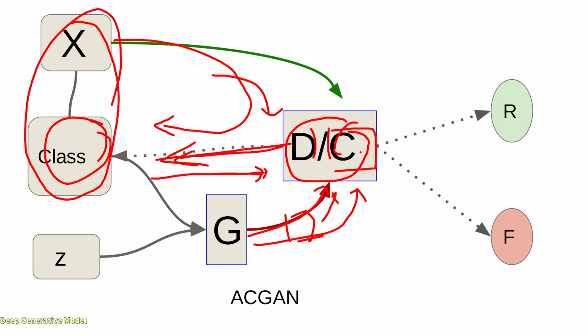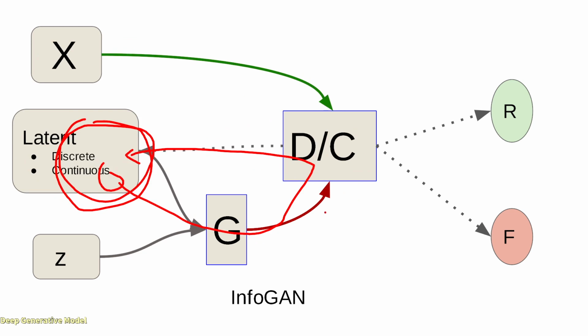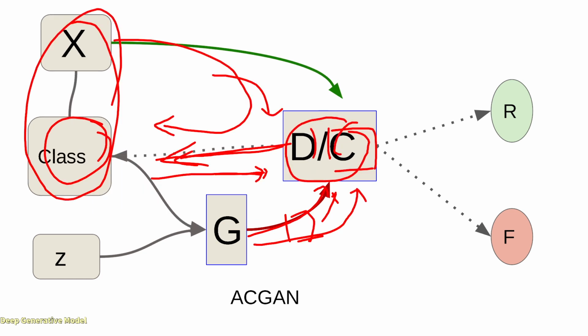So unlike the case of InfoGAN, the classifier doesn't have a dual personality. One is cooperating with the generator, and the other is against it. In this case, it is only against the generator, because the classifier doesn't even take an input from the generator.